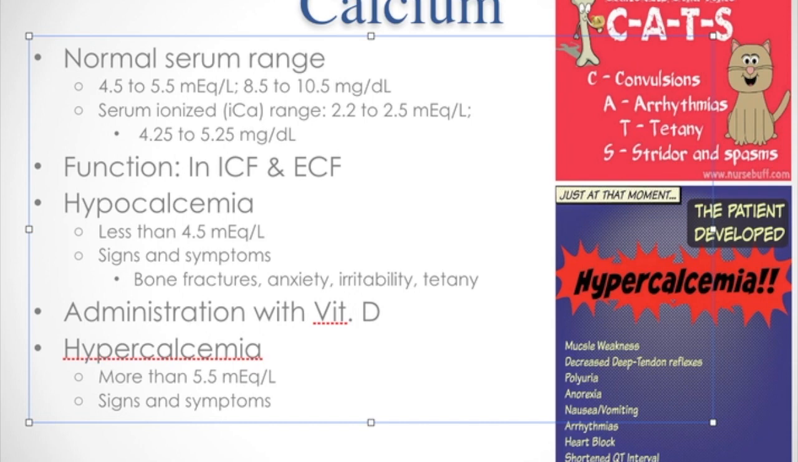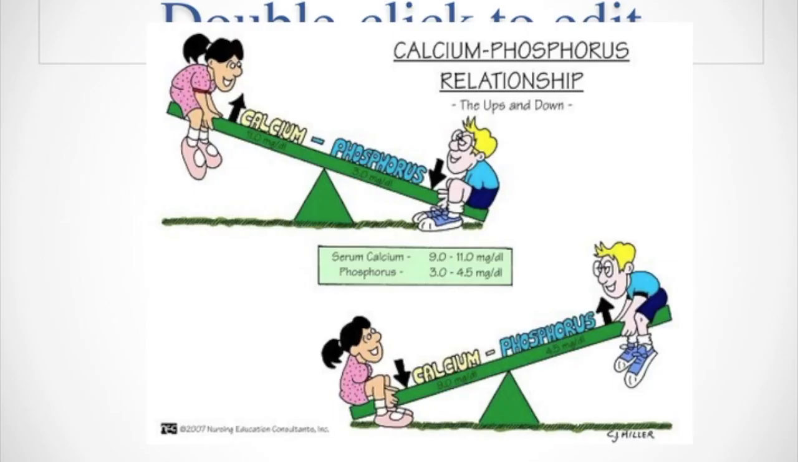And just to touch base, calcium and phosphorus have an inverse relationship, so that's important to remember. So if you have high phosphorus levels, you will have low calcium levels, and the opposite is true. If you have high calcium levels, you're going to have low phosphorus levels, and that's because they have that inverse relationship. And that brings us to the end of our first chapter.